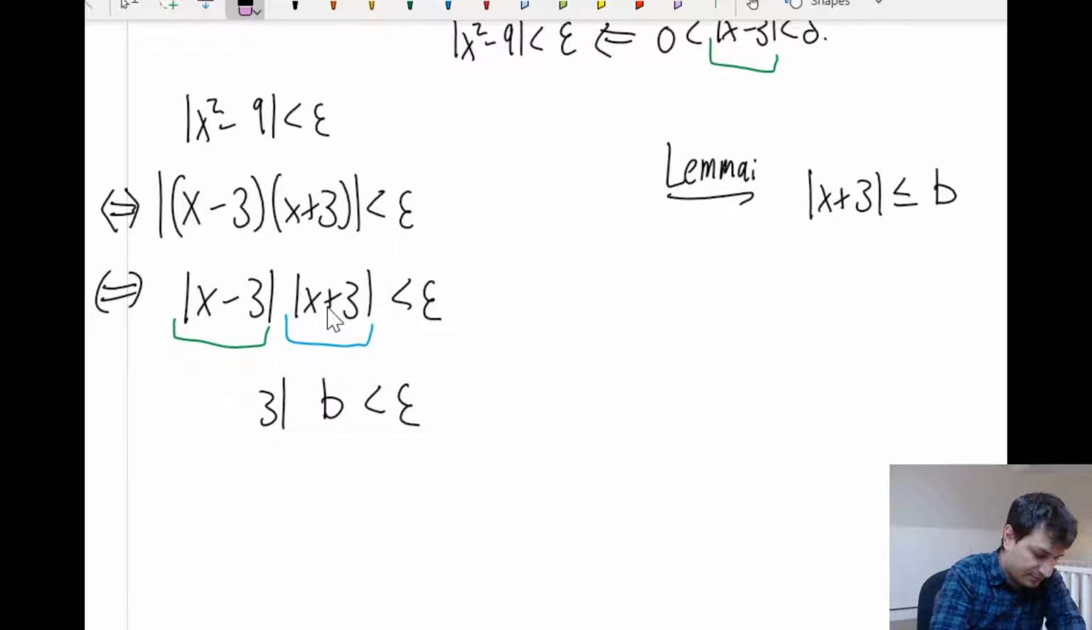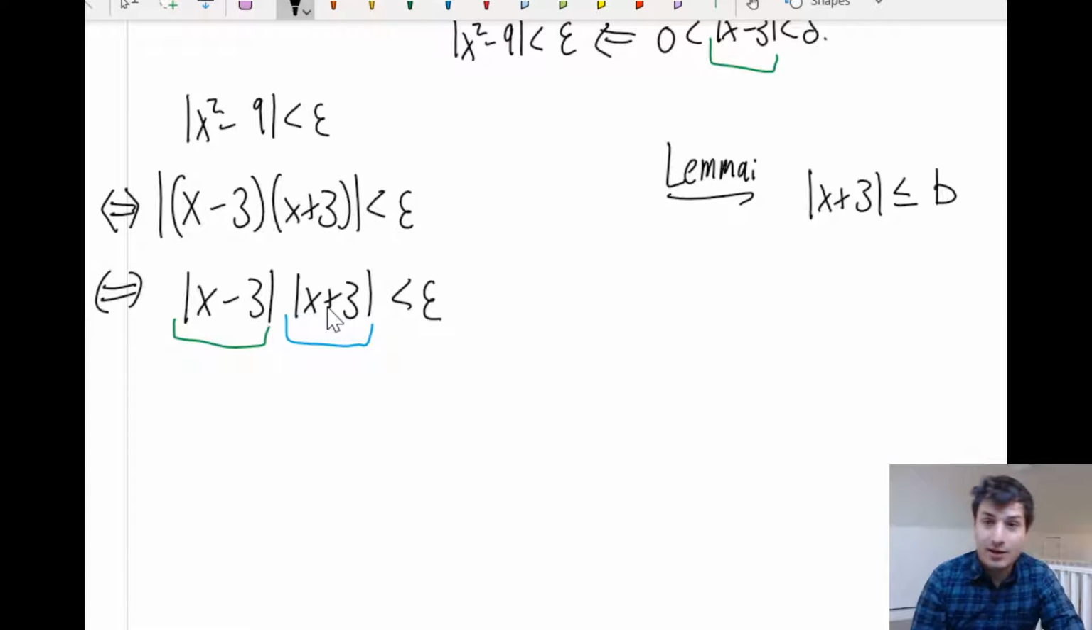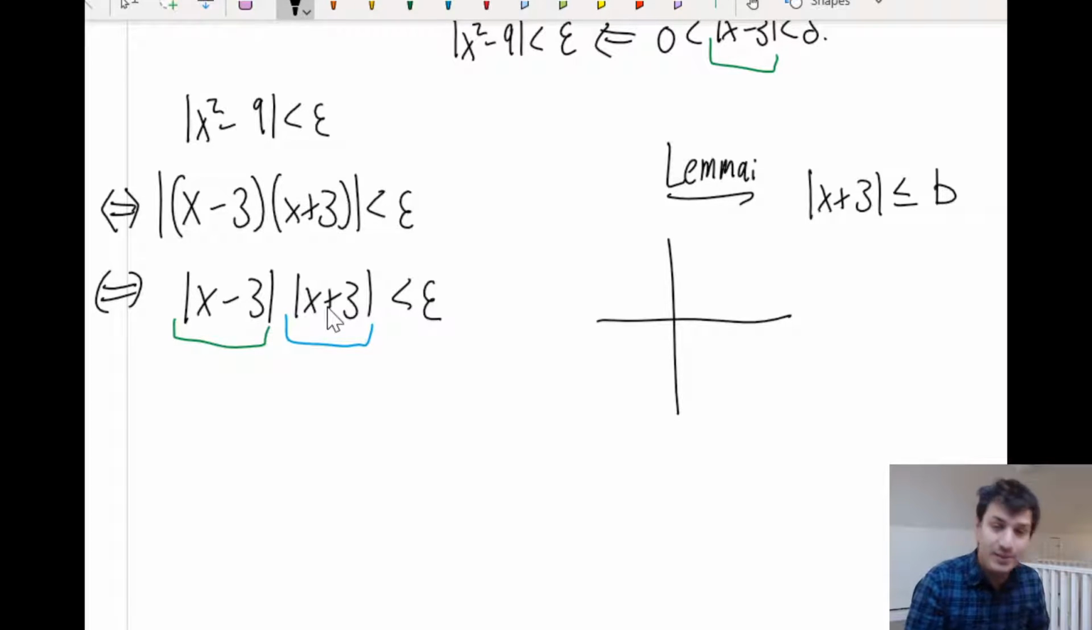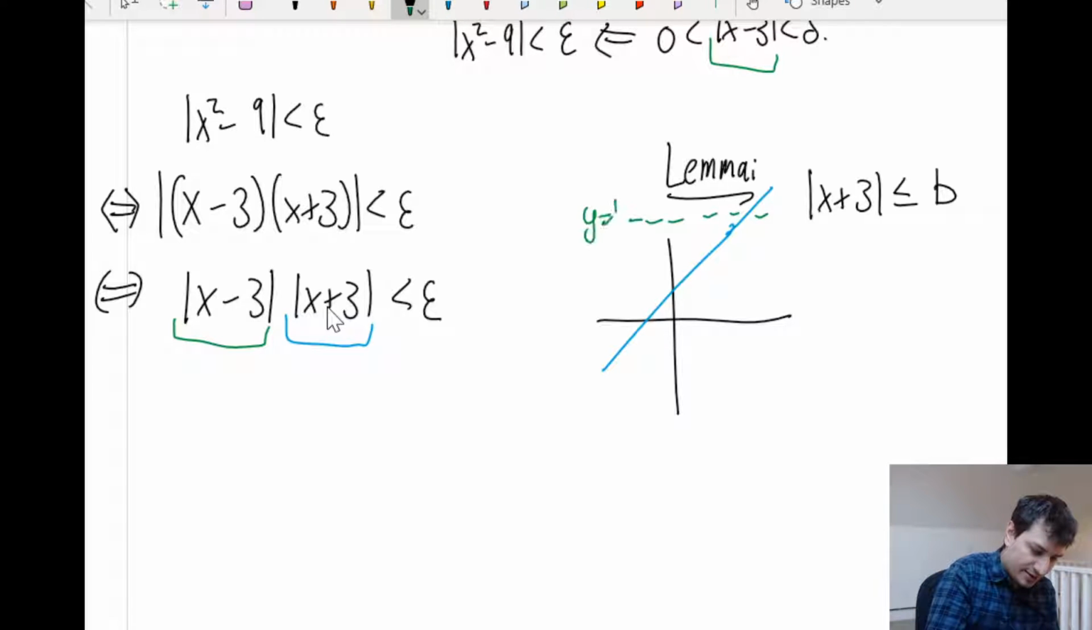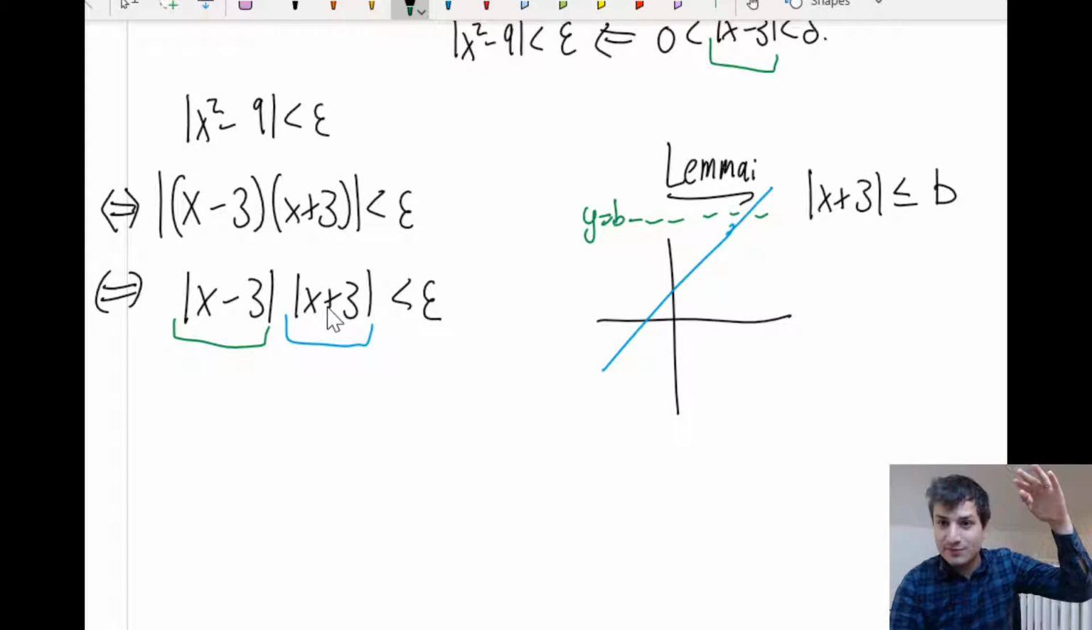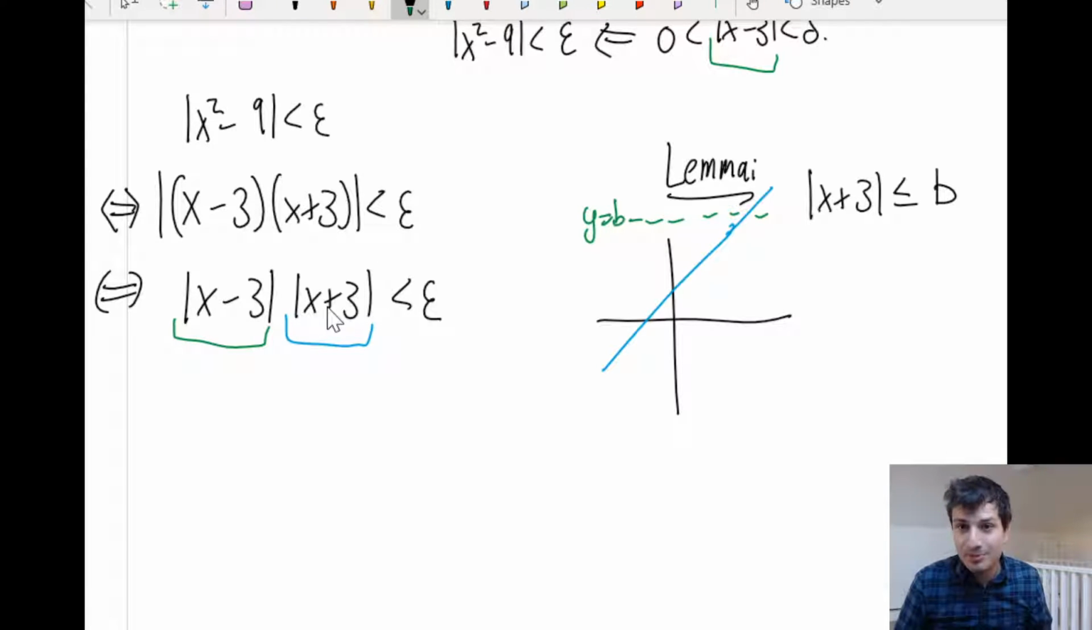Okay, maybe I'll erase this so we don't get ahead of ourselves. In example 7, we had the sine function and b equals 1 worked. That was just a fact about sines. But today, in this problem, unfortunately, I can tell from the graph that there is no b that is going to make this lemma true as written. The graph of x plus 3 looks like this, and it just goes on and on forever. Is there a b value that I can draw, like y equals b over here, that the function always lives below? No, it's always going to escape. So there is no b value that will make this work as written.